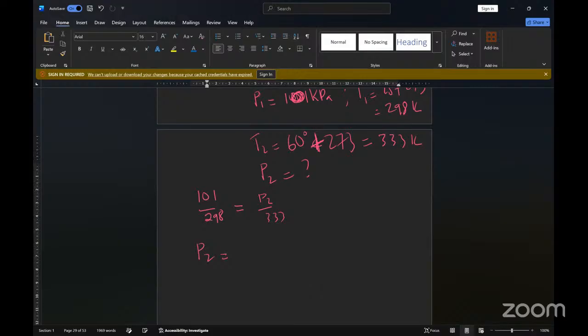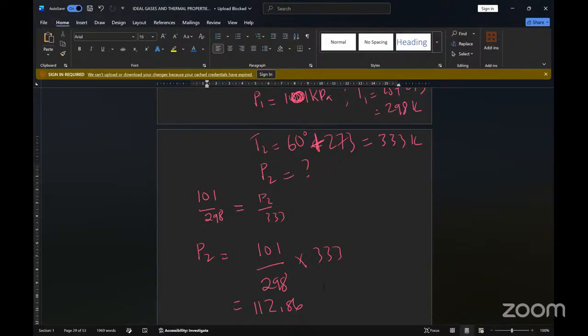Okay, so your P2 is going to be 101 over 298 times 333. Let me do 101 times 333, and the answer divided by 298. And that gives us a pressure of 112.86.